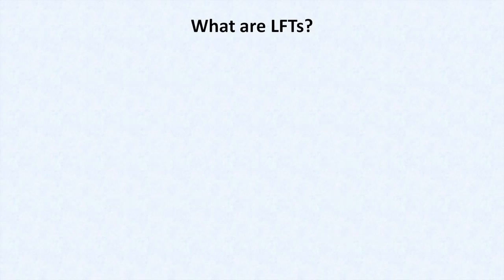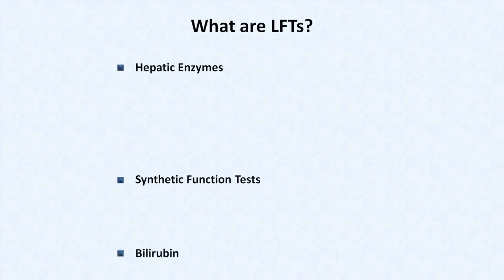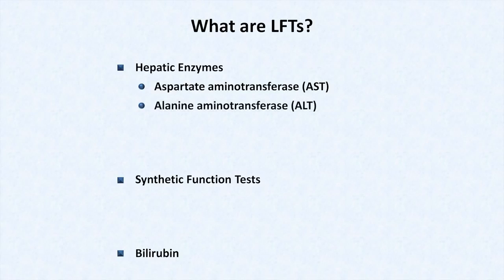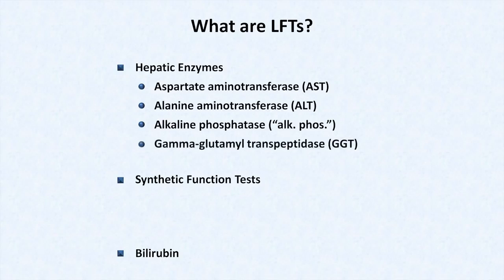The specific tests included under the general heading of LFTs are hepatic enzymes, tests of synthetic function, and bilirubin. In common practice, there are 4 hepatic enzymes of interest: aspartate aminotransferase, abbreviated AST, alanine aminotransferase, or ALT, alkaline phosphatase, which is commonly informally abbreviated ALKPHOS, and gamma-glutamyl transpeptidase, abbreviated GGT. AST and ALT are collectively known as the aminotransferases.